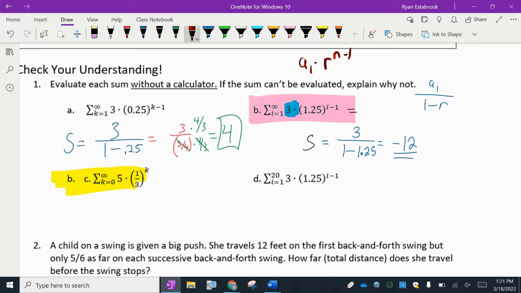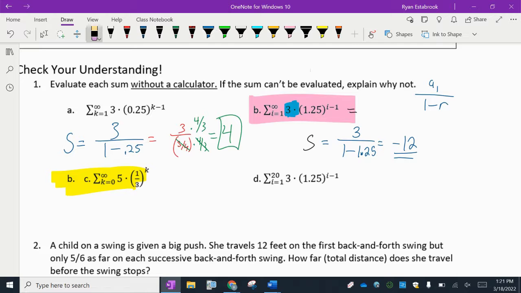Is that what? I'm so lost. Okay, it's not that bad. In this problem, if I try to plug this into my calculator, if I put some other number other than infinity, like 20, 30, 40, whatever, that is just trial and error. We're going to try to use the formula. The first term is 3. The common ratio is 1.25. So a sub 1 divided by 1 minus r. And I got negative 12.